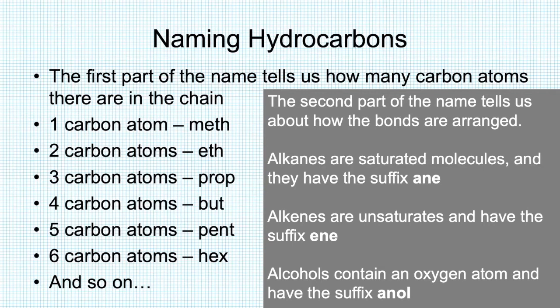Alkenes, which we'll learn about in a future lesson, are unsaturated and have the suffix ene. So propene will be unsaturated. Propane will be saturated. Alcohols, a little bit beyond the scope of this course, contain an oxygen atom and they have the suffix anol. So propanol is an alcohol with 3 carbon atoms.